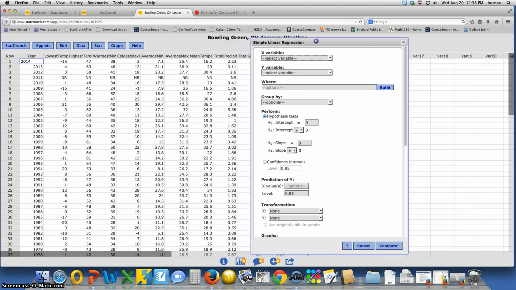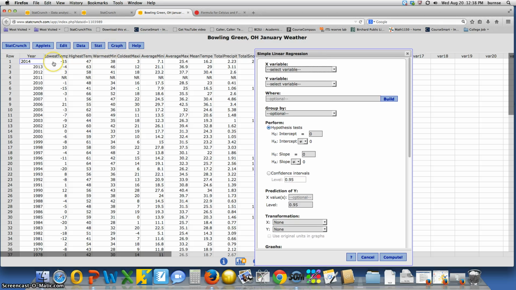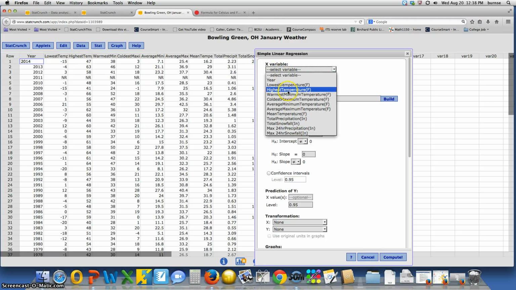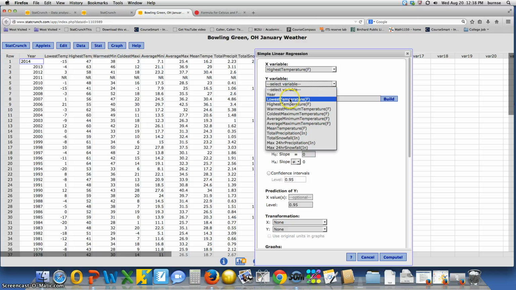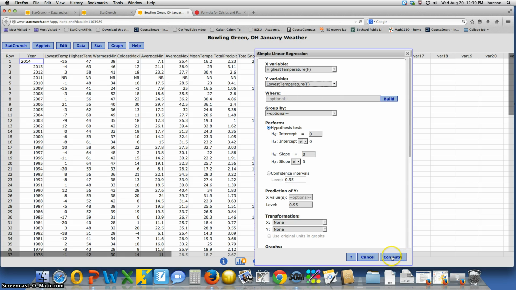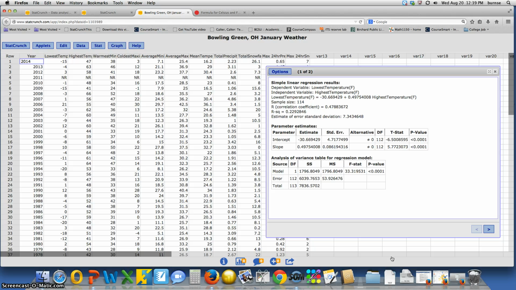Okay, so what I want to see is if there's a correlation between the lowest temperature and the highest temperature. These are all for January. So I'm going to choose highest temperature and lowest temperature, and then all I need to do is press compute, right? And then it gives me the correlation. It's this number right up here. So the correlation in this problem is about 0.479 if I round to 3 places.